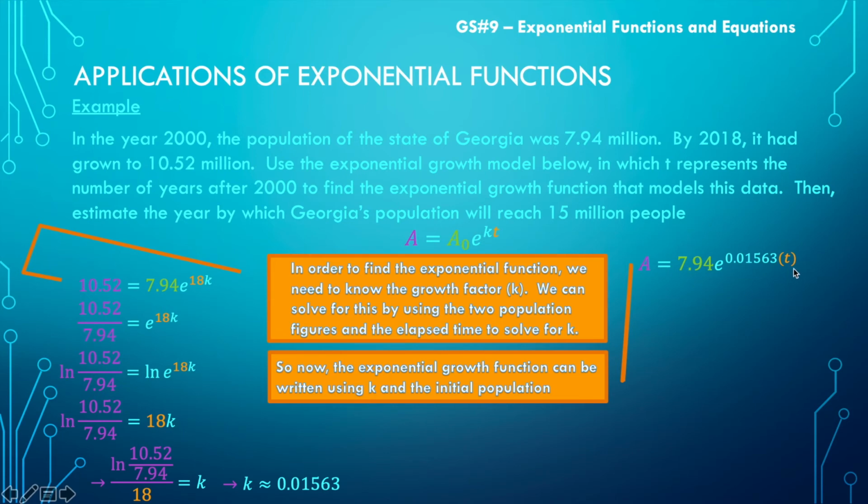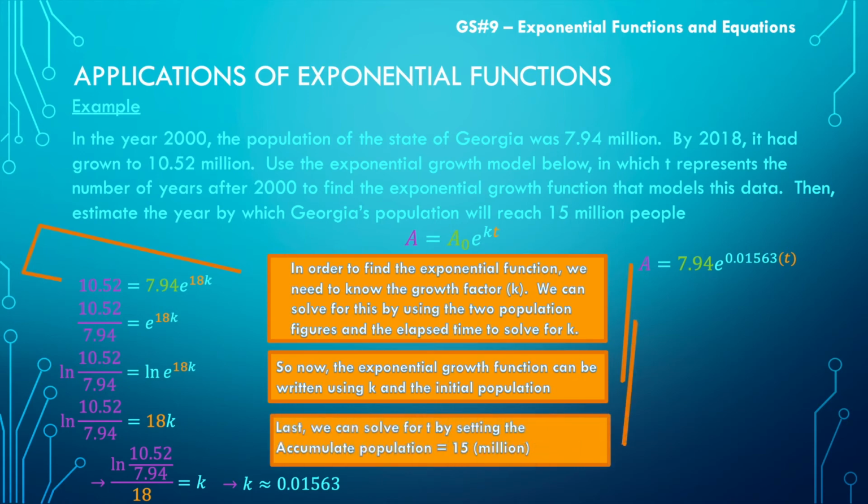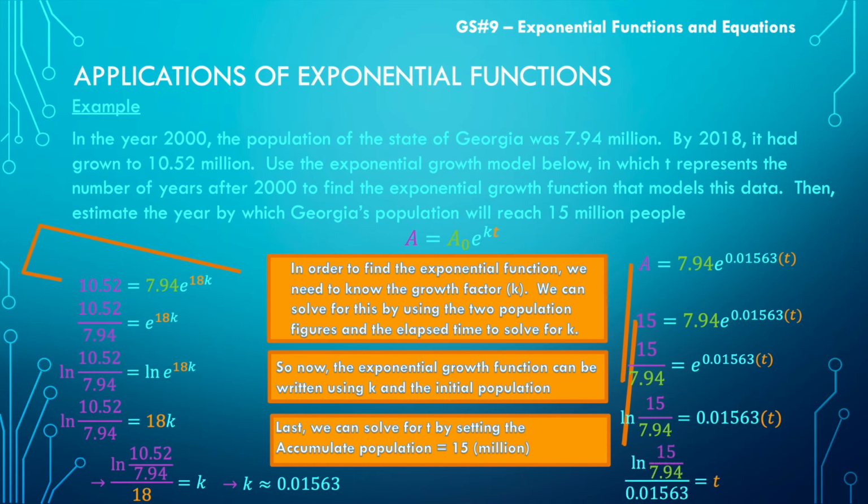Then we will use that growth function and set it equal to 15 million, which will allow us to solve for T. So we just sub in that 15 for our accumulated value. And then we can solve for T by eliminating all the stuff, right? So first we would divide by 7.94. And then we would take an ln of both sides. And then we would divide that whole thing by 0.01563. So our T value is about 40.7 years.